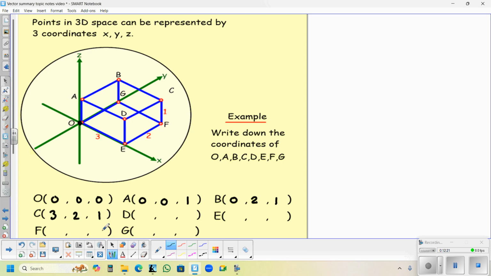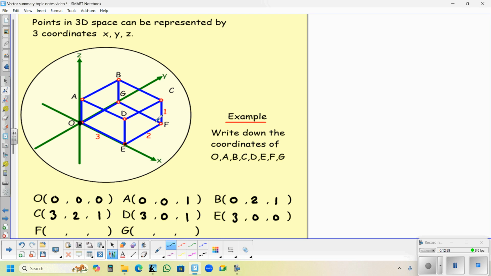Now we're looking for point D. So D is sitting there at the front of this cuboid. So we need to go across 3 in the x-axis, but I'm not going back any in the y-axis. So it's going to be 3, 0. So 3 there, none in the y, but it comes up 1, so it's 3, 0, 1. E is the point down here. It's sitting on that x-axis. So I'm going 3 across in the x, but I'm not going across any in the y, and I'm not going up any. So it's got to be 3, 0, and 0.